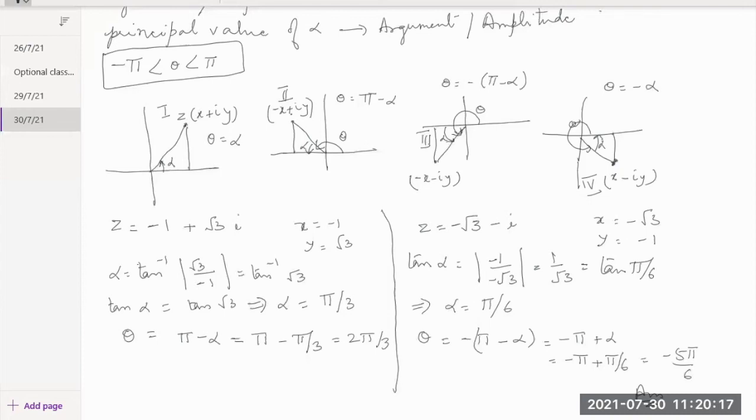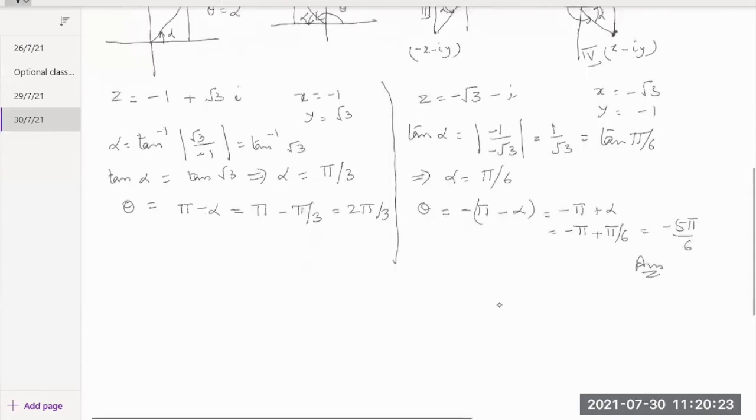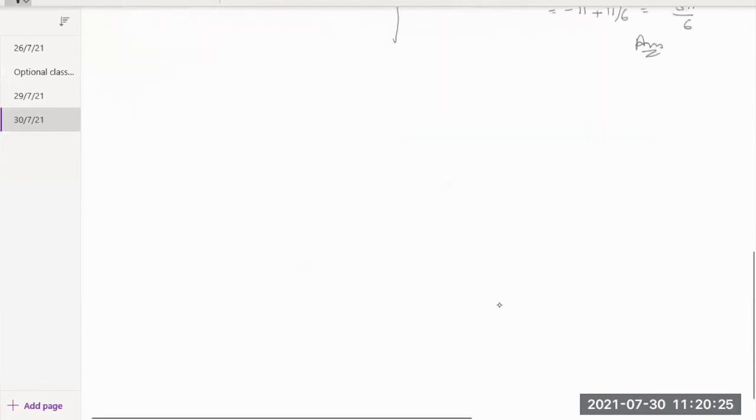Clear? Now, another important thing which we have to talk about with the help of this diagram only. That is the polar form. Polar form of the complex number, which we are going to talk about. Now see here also, the diagram again is very, very important and very helpful.